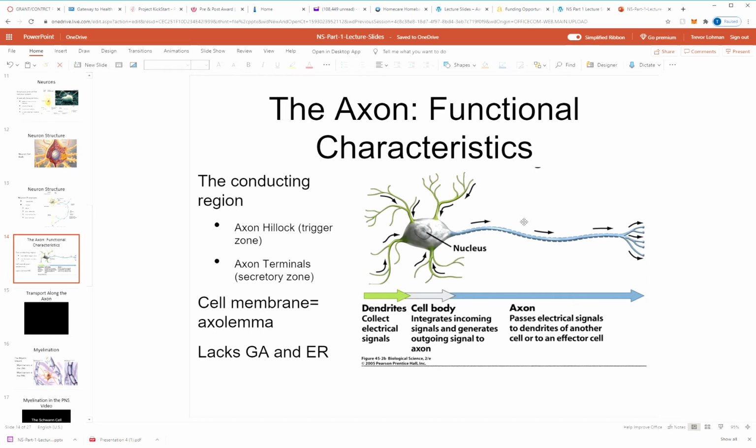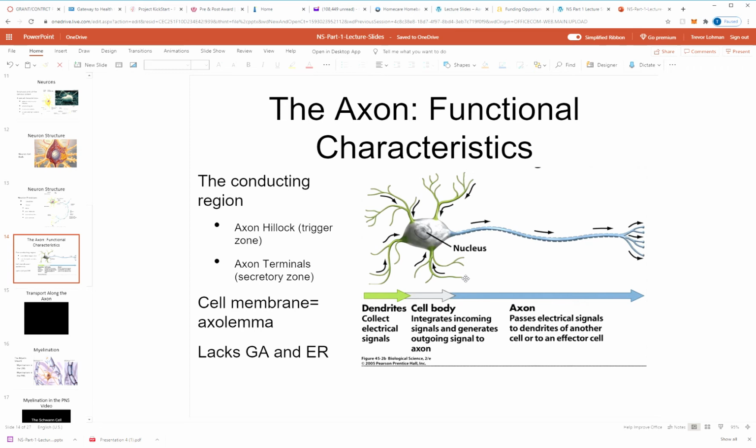We're going to talk about the functional characteristics of these three regions. The dendrites in green collect electrical signals. That's their job. They collect what are called graded potentials. You may get one graded potential that's excitatory, which means it is allowing positive ions to enter the cell. And you may get another graded potential that's inhibitory, which means it's allowing either negative ions in or positive ions out.